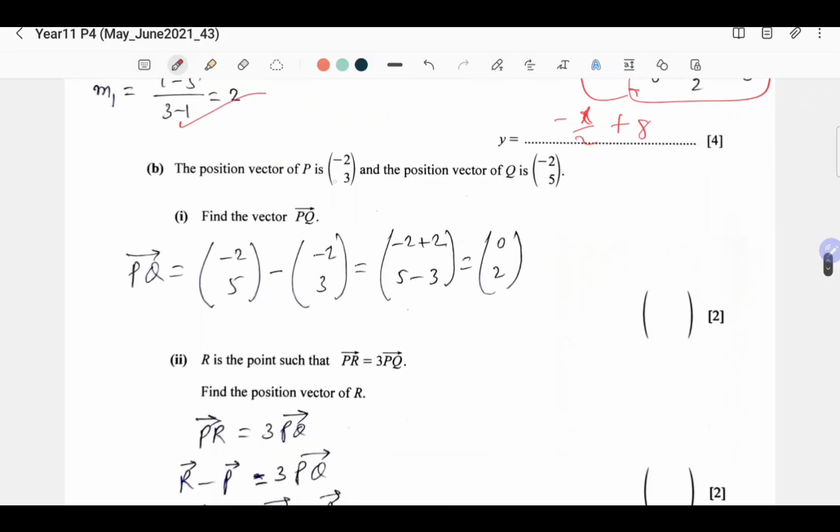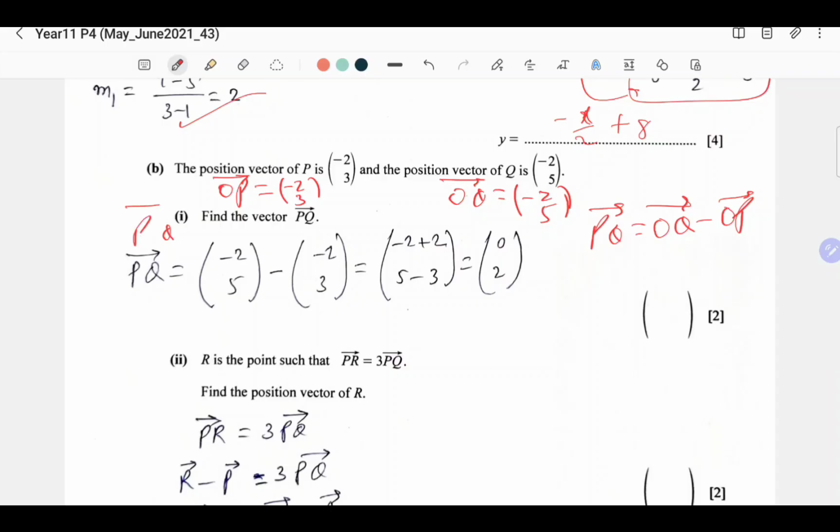Okay, great. The position vectors of P and Q are given. Position vector of P means OP, right? OP is (minus 2, 3). Position vector of Q means OQ, (minus 2, 5). Now find the vector PQ. We can write PQ as OQ minus OP. OQ is (minus 2, 5), OP is (minus 2, 3), so minus minus 2 is plus 2, 5 minus 3. So this is (0, 2).